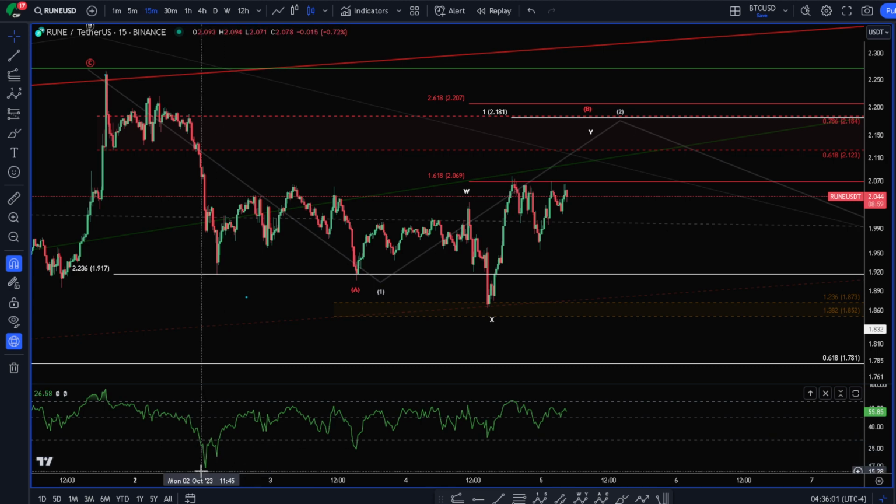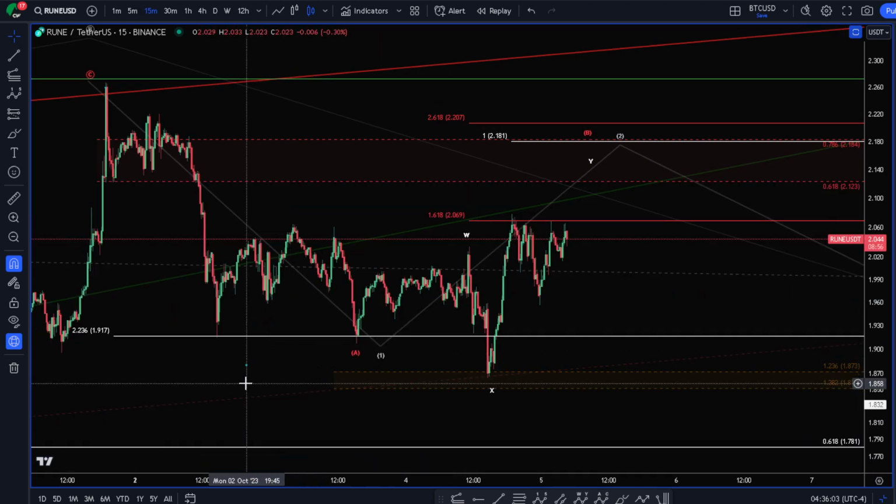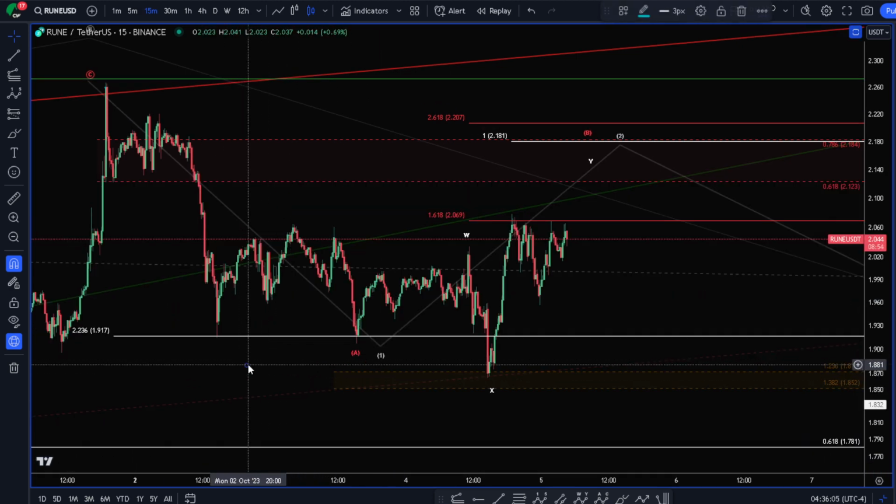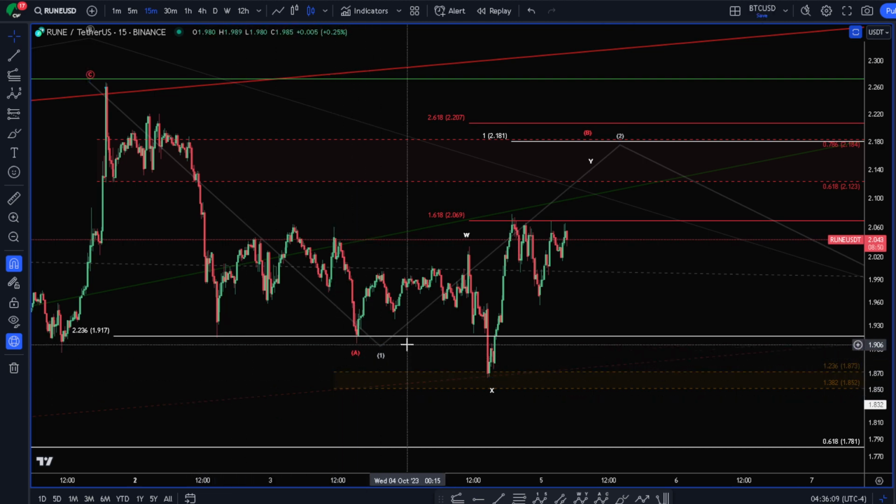We had a divergence here between the third and the fifth. So it looks good as an impulse down to here. The question is whether it's an A wave or a wave 1. And then I have a W wave, complex correction.